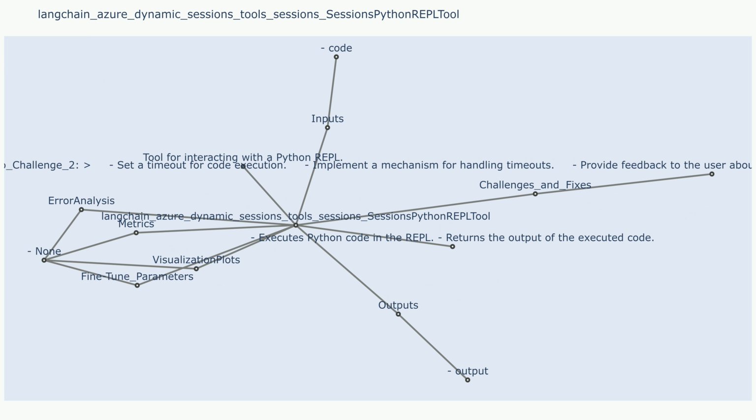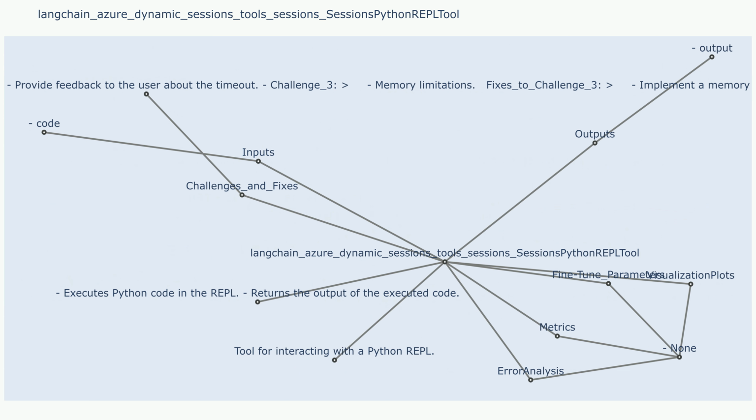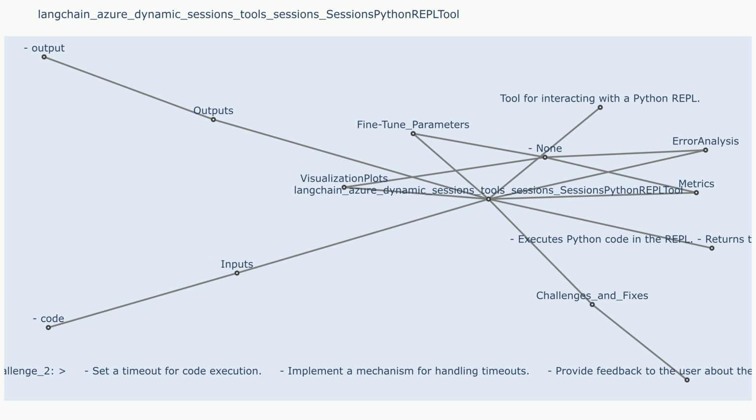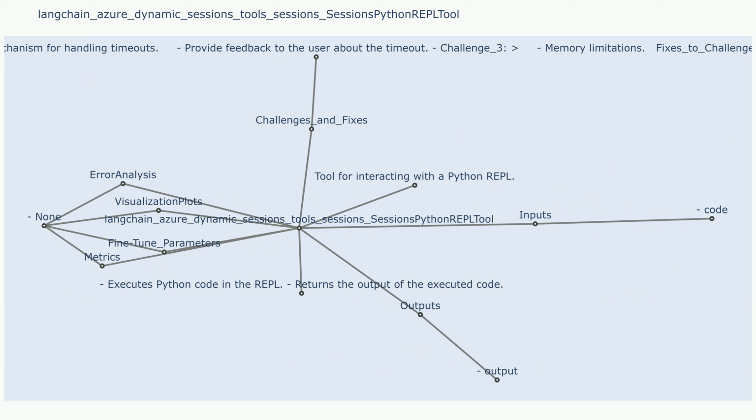Inputs: Input 1, the Python code to be executed. It can include variable declarations, function calls, and any valid Python statements. Input 2, the context of the current session, potentially including variables, functions, and previous code executions.